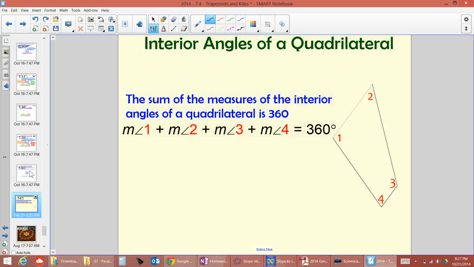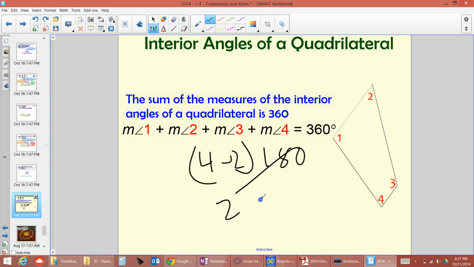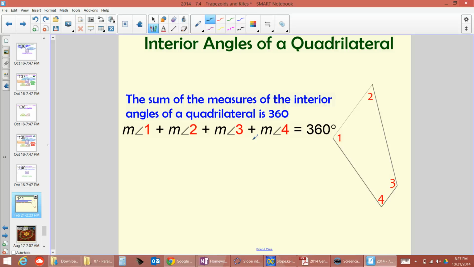All right, interior angles of a quadrilateral. Don't forget our interior angles rule. If it's got four sides, then we take n minus 2 and times it by 180. So 4 minus 2 times 180 gives us 2 times 180, which gives us 360. Okay? So the measure of the interior angles of a quadrilateral add to be 360.